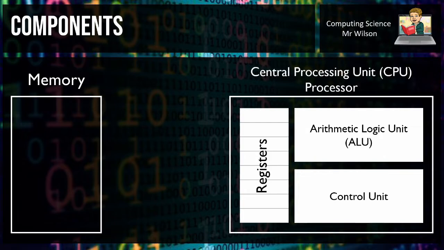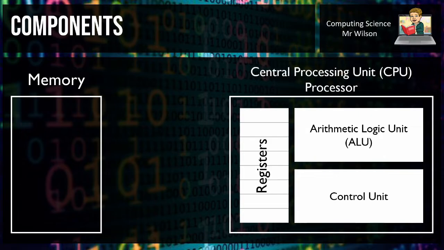The registers are small storage locations used to temporarily store pieces of data while they are being used by the processor. The control unit coordinates everything that the processor does. This includes fetching and decoding instructions and data from memory, executing them, and sending out a clock signal to ensure that everything happens in the right order and time.